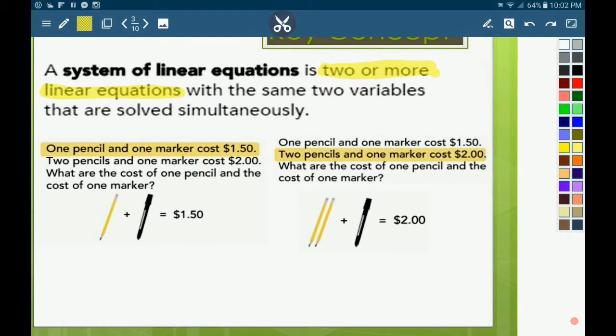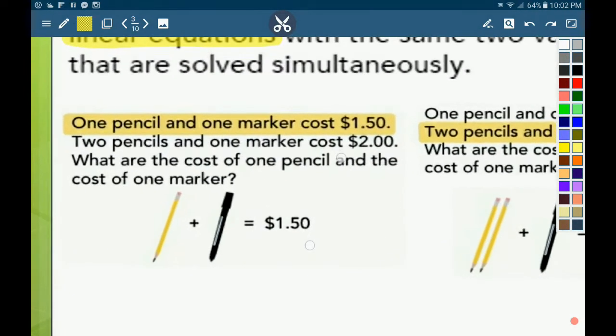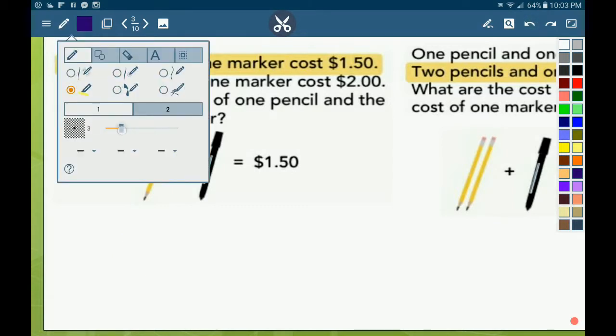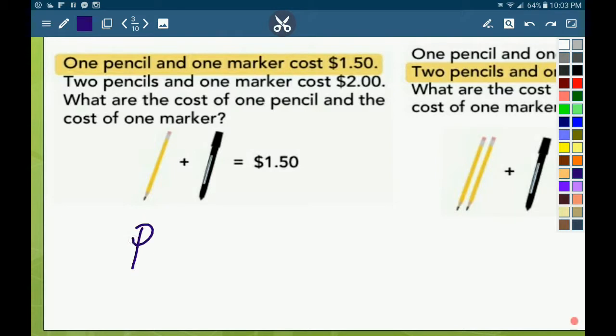So let's take a look at this situation. I actually wrote the situation two times, only I highlighted the two different sentences that we're going to translate into a mathematical sentence. So I have one pencil and one marker cost $1.50. So I showed that in a visual. So I have a pencil plus a marker is equal to $1.50. Let's represent pencil with P and marker with M. That equals 150. So I just created an equation in two variables.